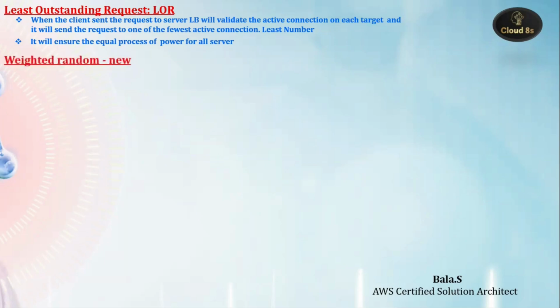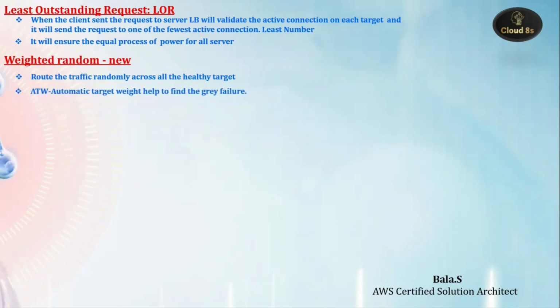Another one is called weighted random. Weighted random is a new one added by AWS. Basically, it will send the traffic randomly across all the healthy targets. This supports the ATW feature. ATW means automatic target weights. Basically, it helps us to find gray failure.